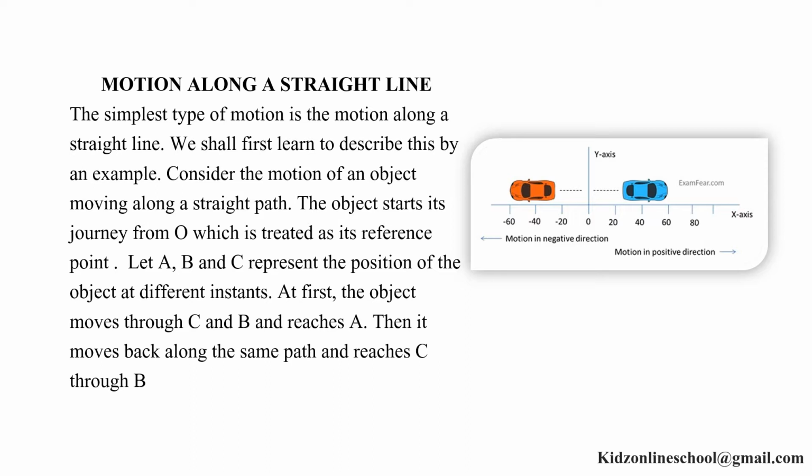Consider the motion of an object moving along a straight line. The object starts its journey from O, which is treated as its reference point. Let A, B and C represent the position of the object at different instants. At first, the object moves through C and B and reaches A. Then it moves back along the same path and reaches C through B.